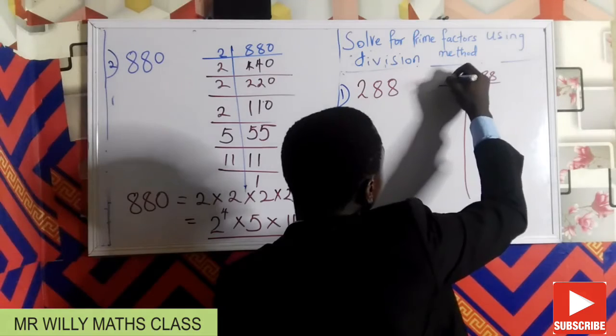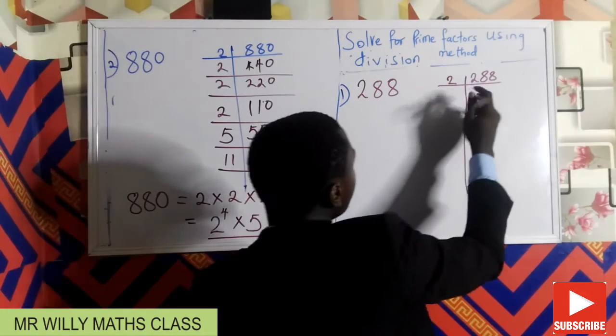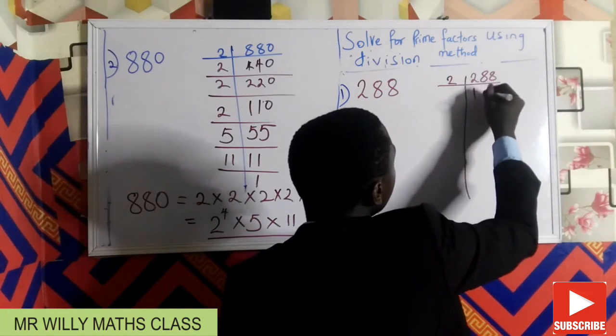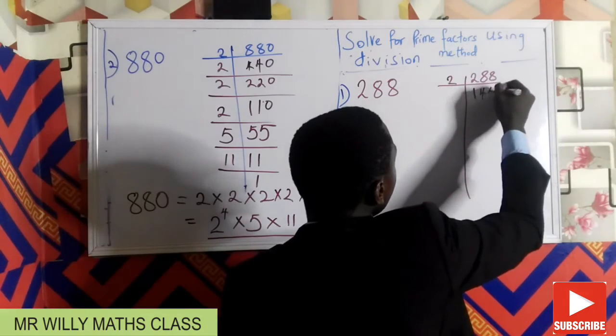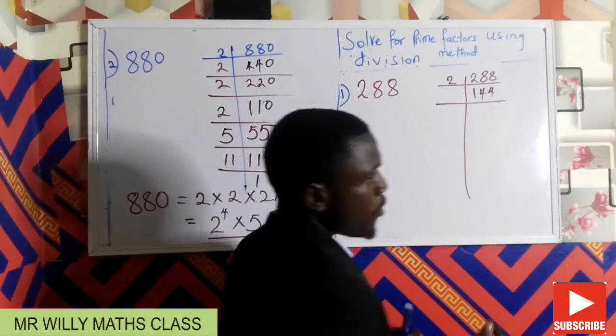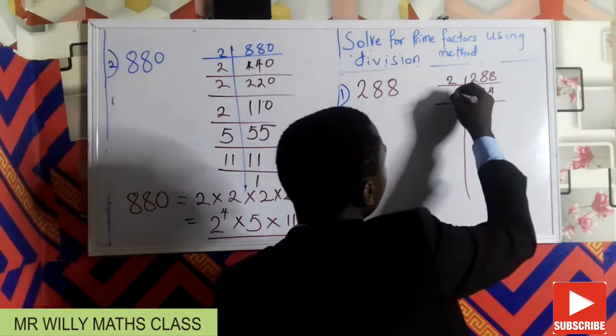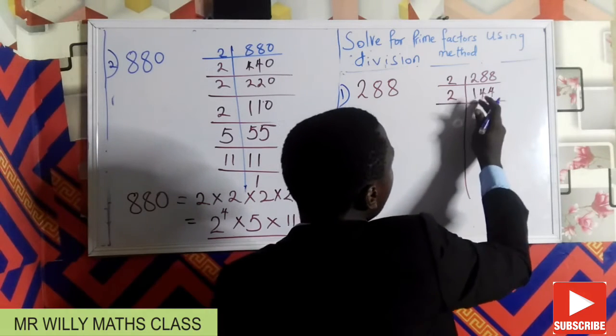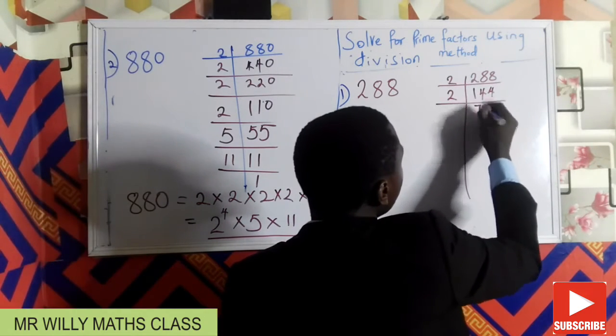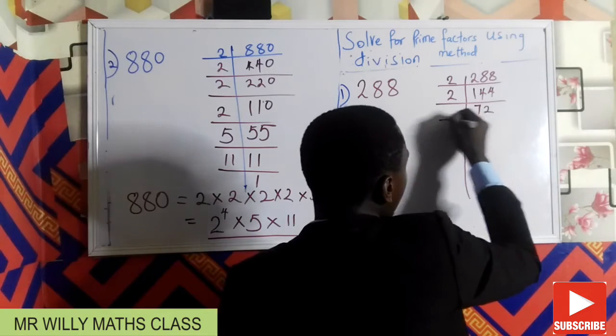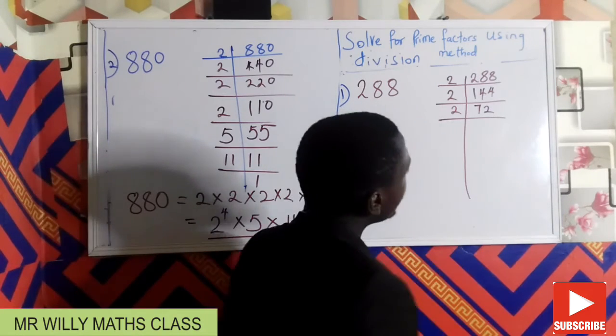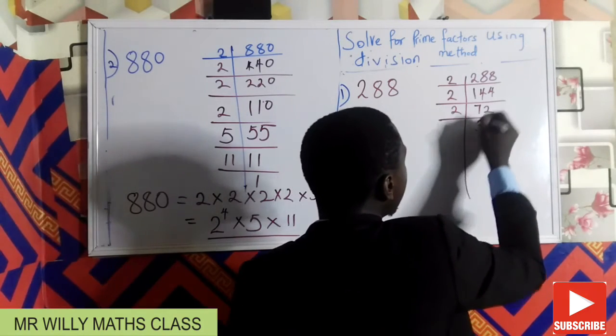2 is a prime number. It's a factor of 288. 2 in 2, that will be 1. 2 in 8, that will be 4. 2 in 8, that will be 4. Then think of a number that can go into 144 again. 2 is a perfect number that can go. 2 in 1 is not possible. 2 in 14, that will be 7. 2 in 4, that will be 2. 2 can still go. How many 2 can you see in 7? That will be 3, remainder 1.